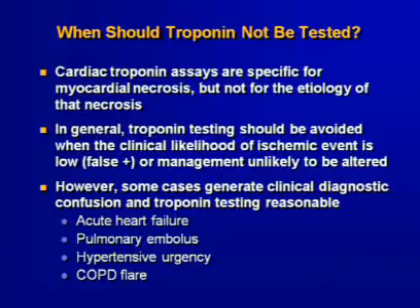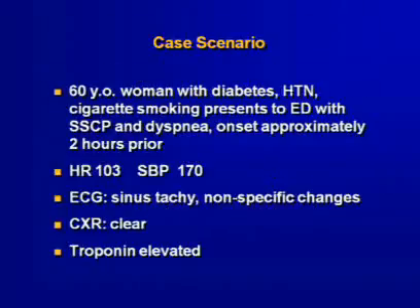So are these type 2? Are these just incidental findings? I think that's to be sorted out. So here's a classic case. 6-year-old woman, she has diabetes, hypertension, she's a smoker, she comes to the emergency department. She's had substernal chest pressure and shortness of breath for about 2 hours. She's a little bit tachycardic, her blood pressure is elevated, she's anxious, her EKG is not particularly helpful, nonspecific ST changes and sinus tachycardia, normal chest x-ray, and her troponin is elevated.